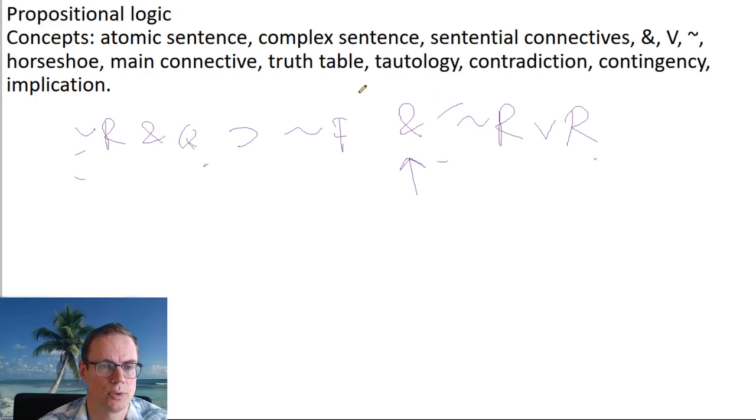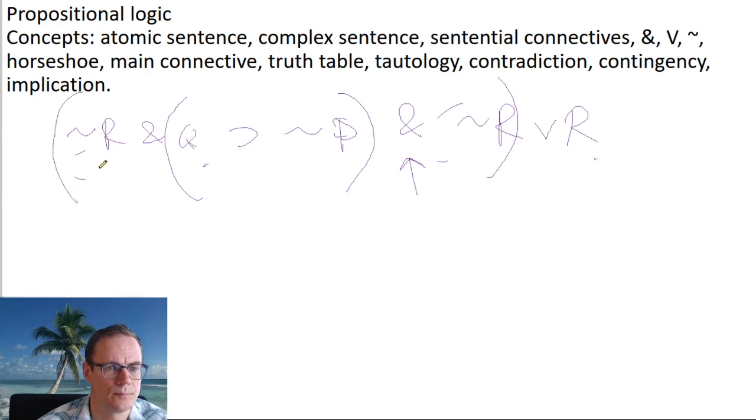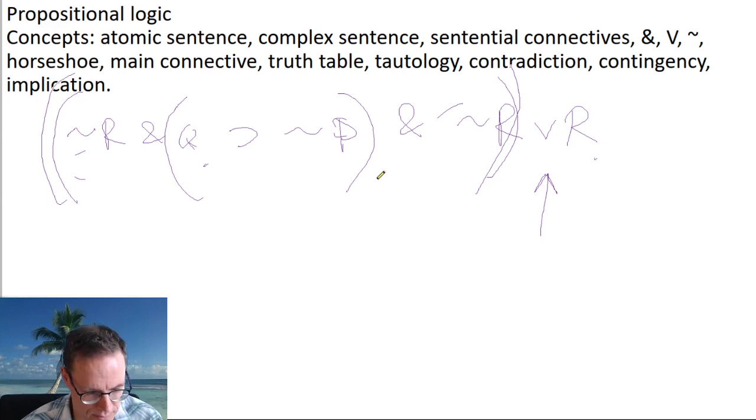You know, if the brackets were, let's see, Q arrow not P and not R. So if I write it like this, now the main connective would be the or. Again, you can look at the brackets and see how to disambiguate, or the brackets disambiguate this formula.